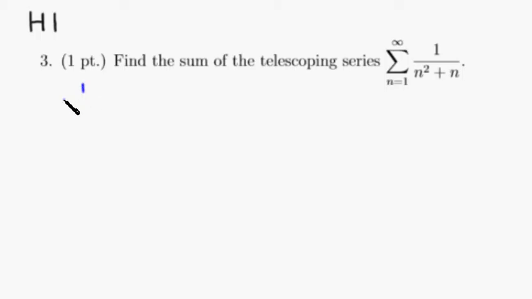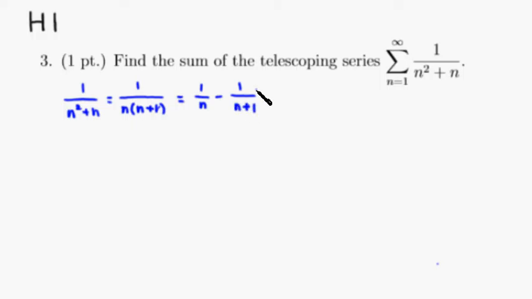So it's 1 over n squared plus n. We can factor the denominator. The n is in common, so pull out n, then you would have n plus 1. Then do the partial fractions. I believe it's going to come out to be 1 over n minus 1 over n plus 1.